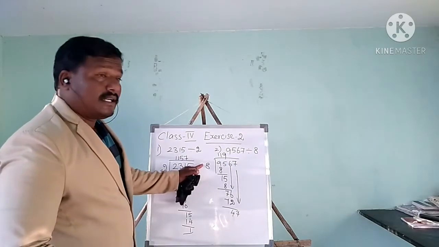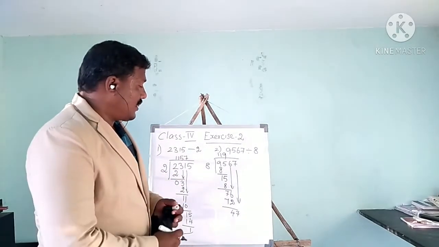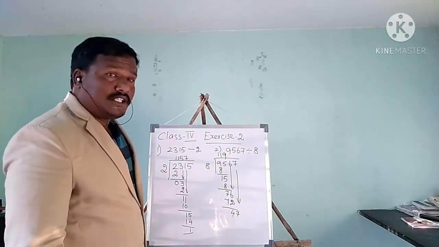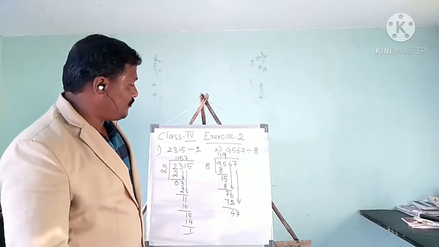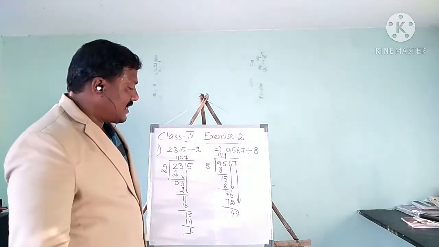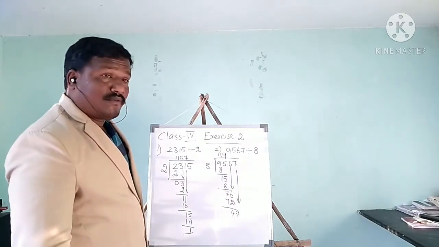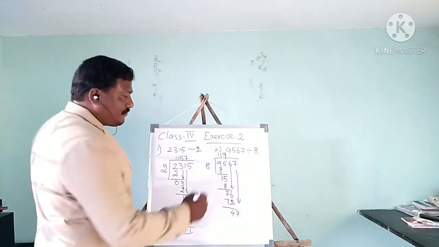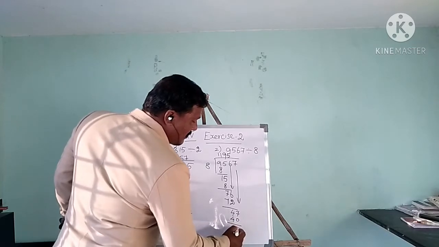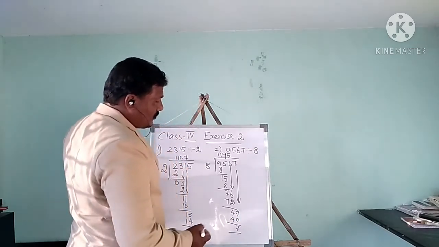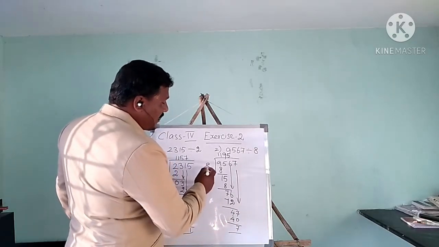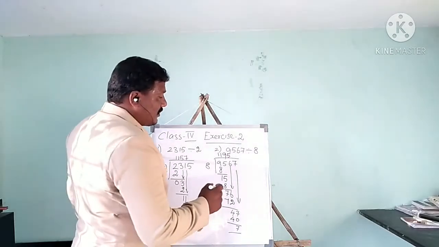Now you have to tell the 8 table up to 47. 1 8 is 8, 2 8s are 16, 3 8s are 24, 4 8s are 32, 5 8s are 40, 6 8s are 48. So 5 8s are 40. Remainder 7. So again we cannot divide, because 7 is smaller than 8.